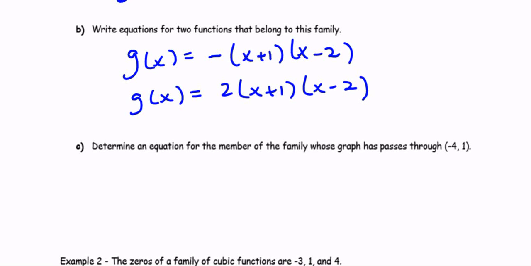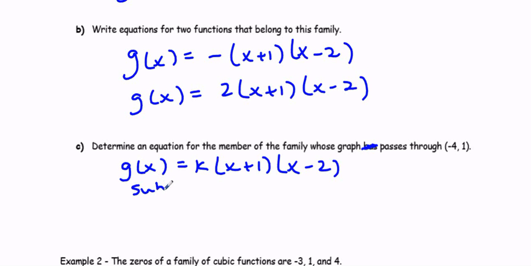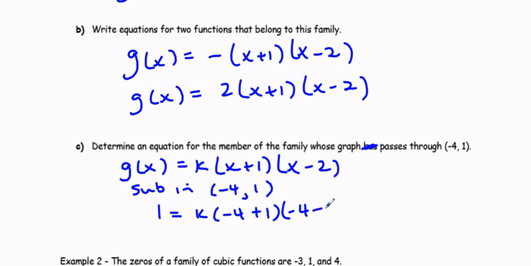All right. Now it says determine an equation for the member of the family whose graph passes through the point -4, 1. So we're going to start with our generic, and we're just going to sub in -4, 1 and solve for k. There is nothing new here. Okay, so this is k times -3 times -6, and k is equal to 1/18.